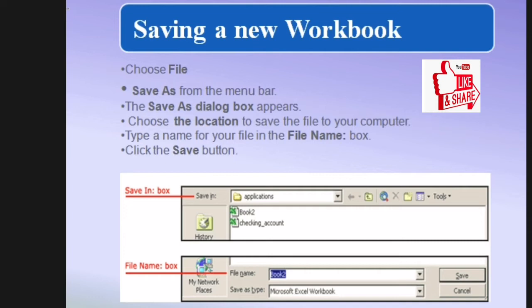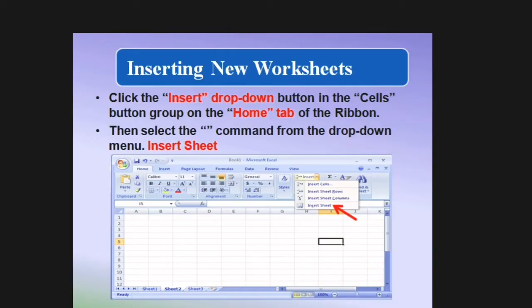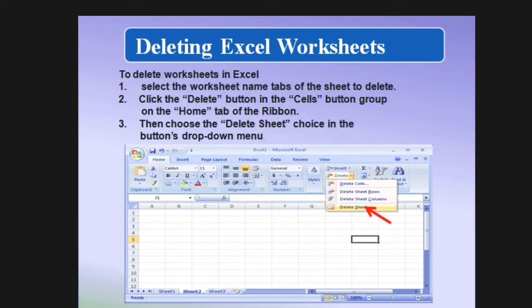If you want to insert a new worksheet, click on the File tab, then select the Insert button, and then choose the Insert Sheet command from the drop down list. If you want to delete an Excel worksheet, then just select the worksheet name tab of the sheet to delete, then click on the Home tab, then select the Delete button, and then choose the command Delete Sheet from the drop down list.